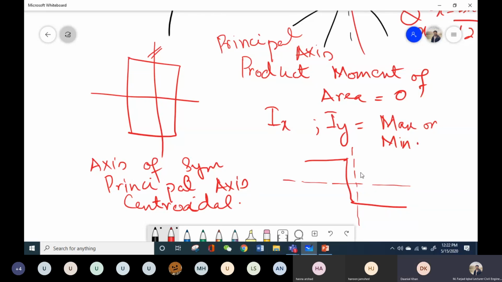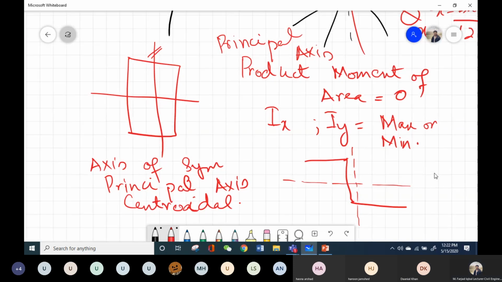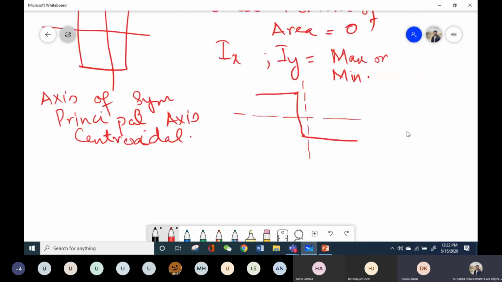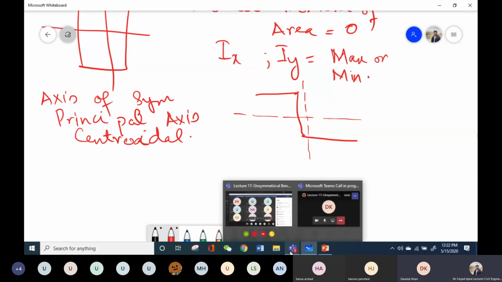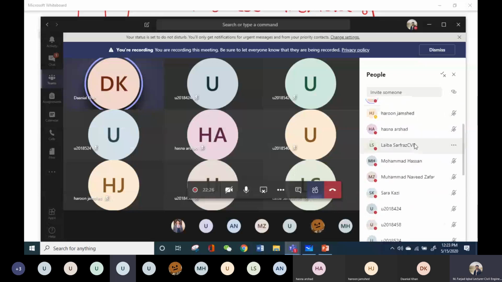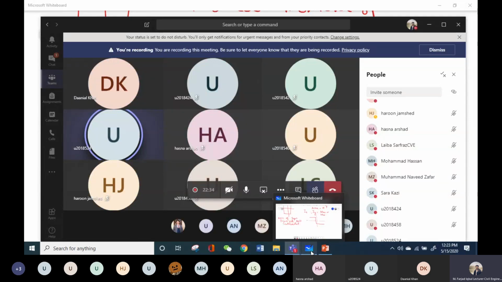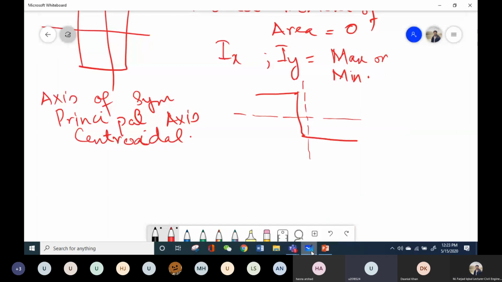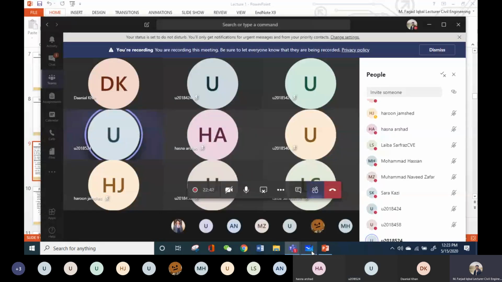Now, can anyone tell whether this Z section will have a principal axis or not? Anyone? Are you listening? Yes, sir. Will this unsymmetrical section have a principal axis or not? Sir, I think no. Anyone else?